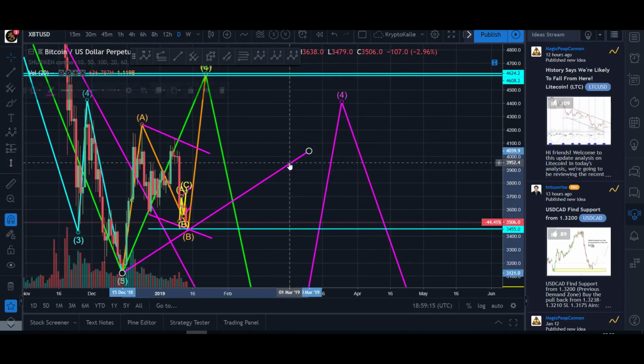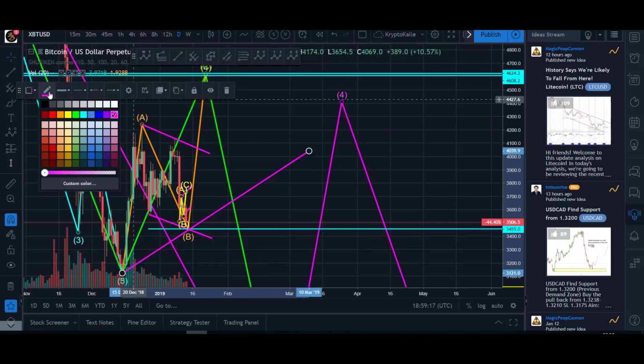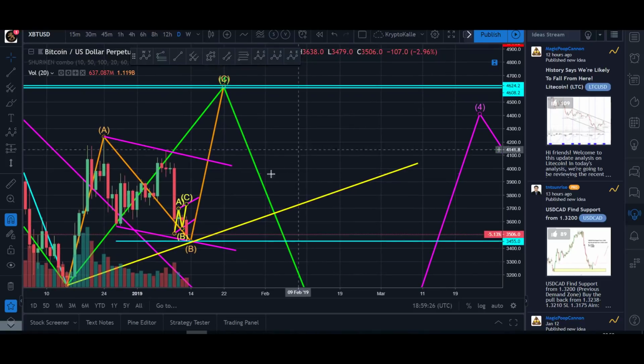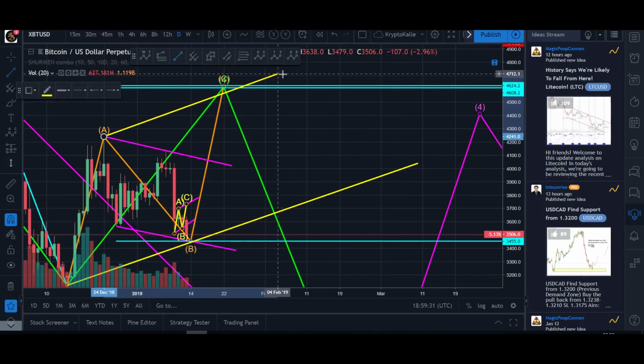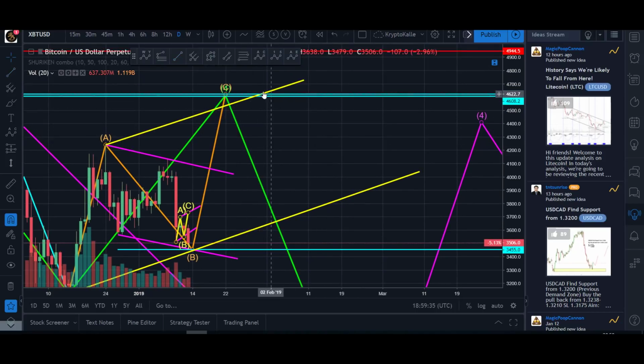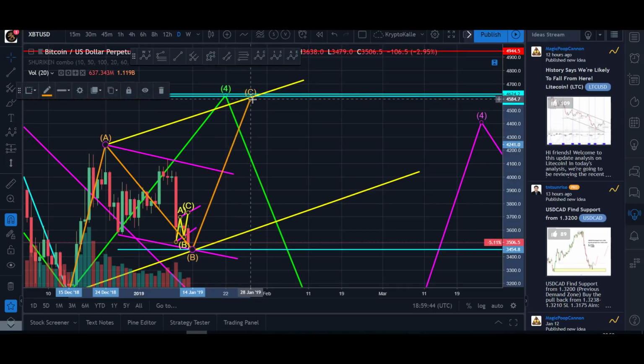Now I change to a different color. Let's make it yellow. And then we want to make a parallel line to make a bear flag for that. Now it's like that. So then we get the cross point approximately to here, which would be the end of this month, the 30th of January. So I could basically move these to here.